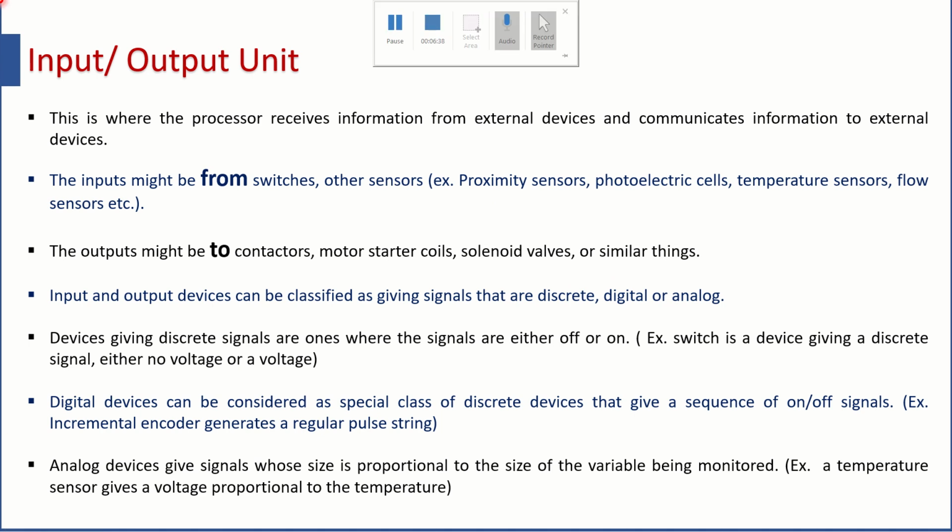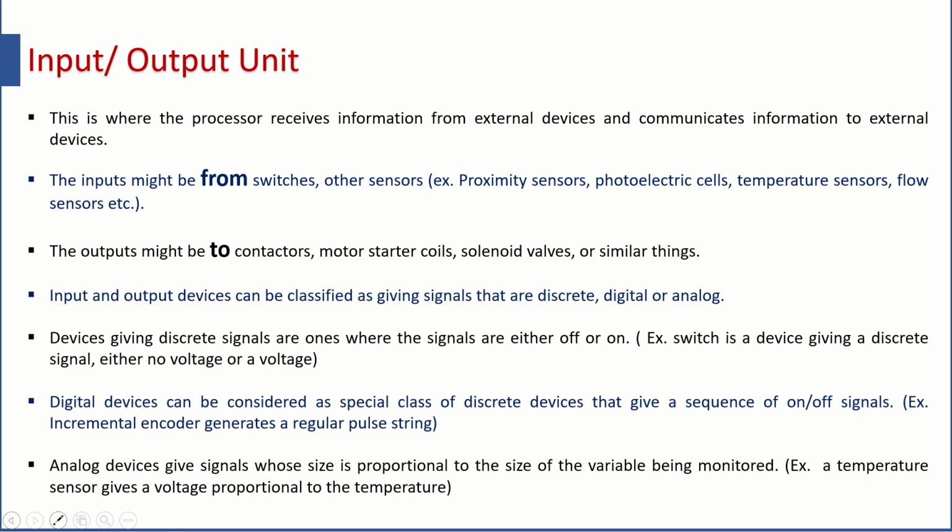Devices that give discrete signals are the ones where the signals are either on or off. We can talk of simply a switch. A switch can be either on or off. So this is an example of how discrete signals can be the input to a PLC. Now, an incremental encoder generates a regular pulse string. If we put such a device as an input device to the PLC, that will be considered a digital device because we have a continuous on-off signal.